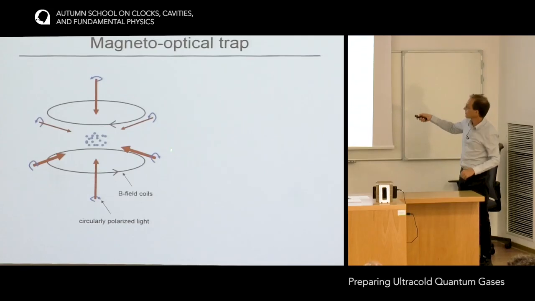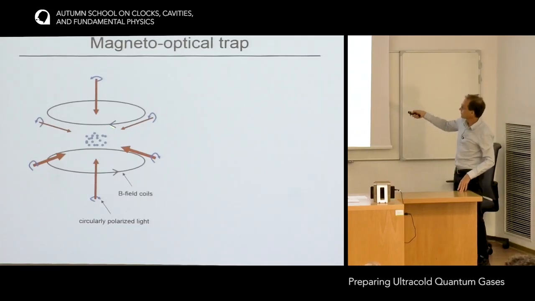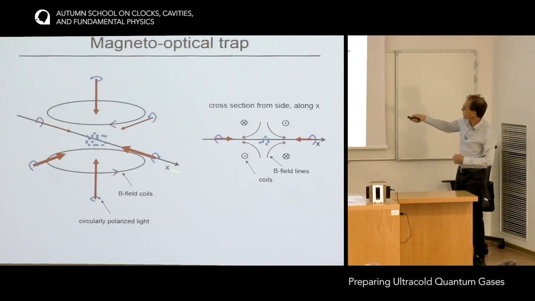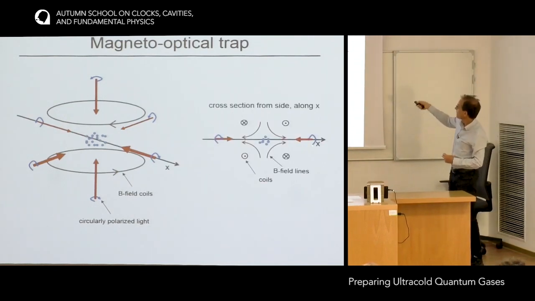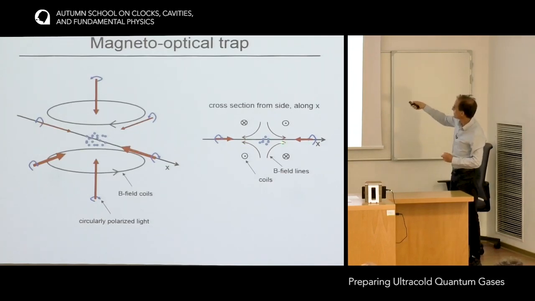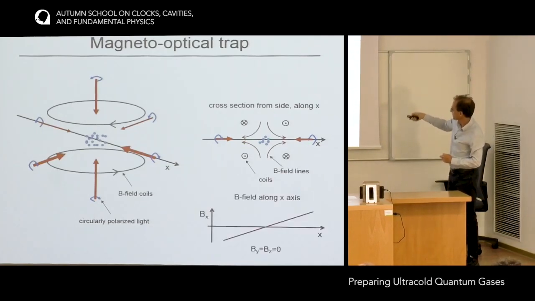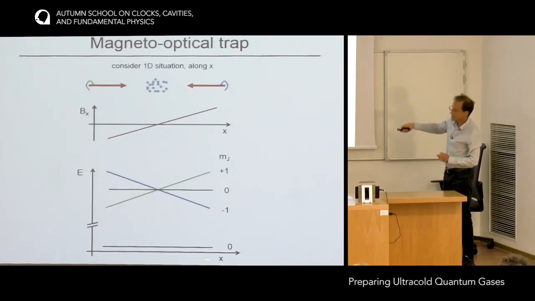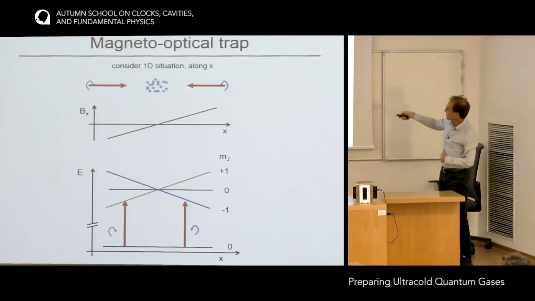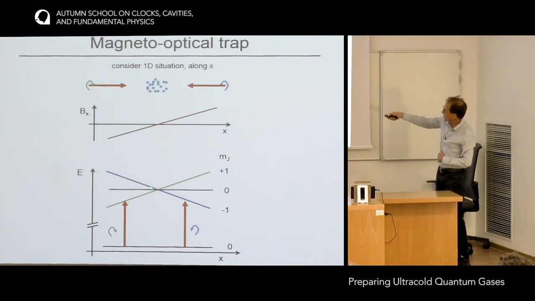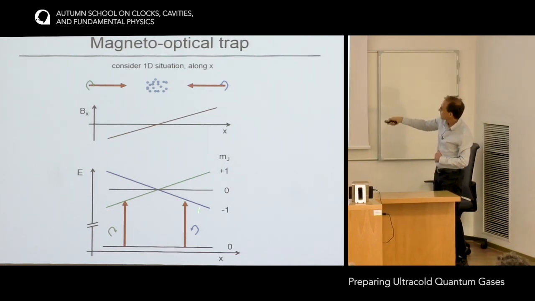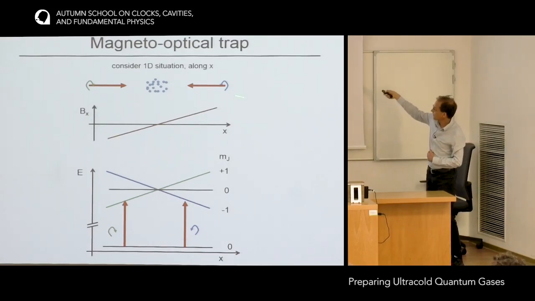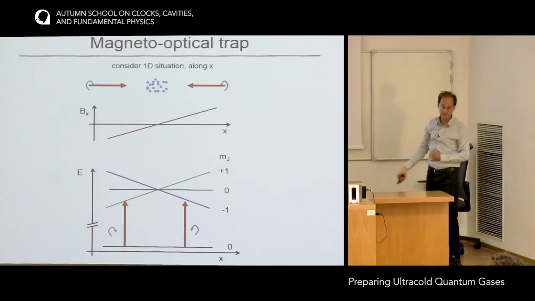Okay, and then we want to trap them. That is done, like Marco described, by adding a quadrupole magnetic field and polarizing these lasers. So here, just looking on axis, we have this situation. The B field is on axis like this, and the magnetic field then shifts the states. And the atoms which are drifting towards the right can only absorb photons from the laser beam from the right and be pushed back, and the other way around.